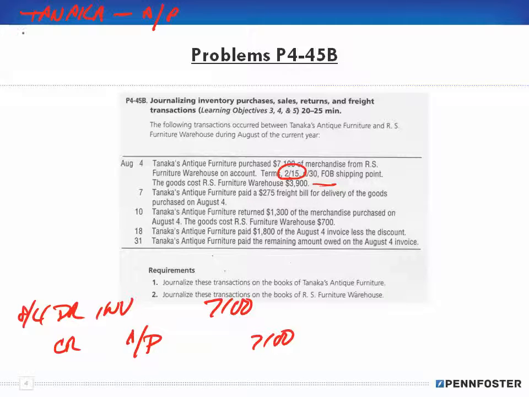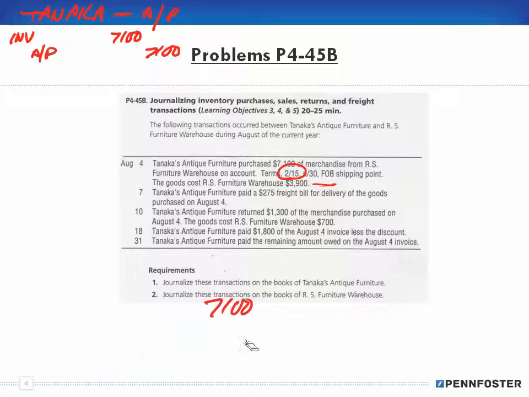So my entry, and I'm just going to write them kind of small up here, just like in the other video, so that I can keep track instead of flipping back and forth between slides. So that's the 8-4 entry.